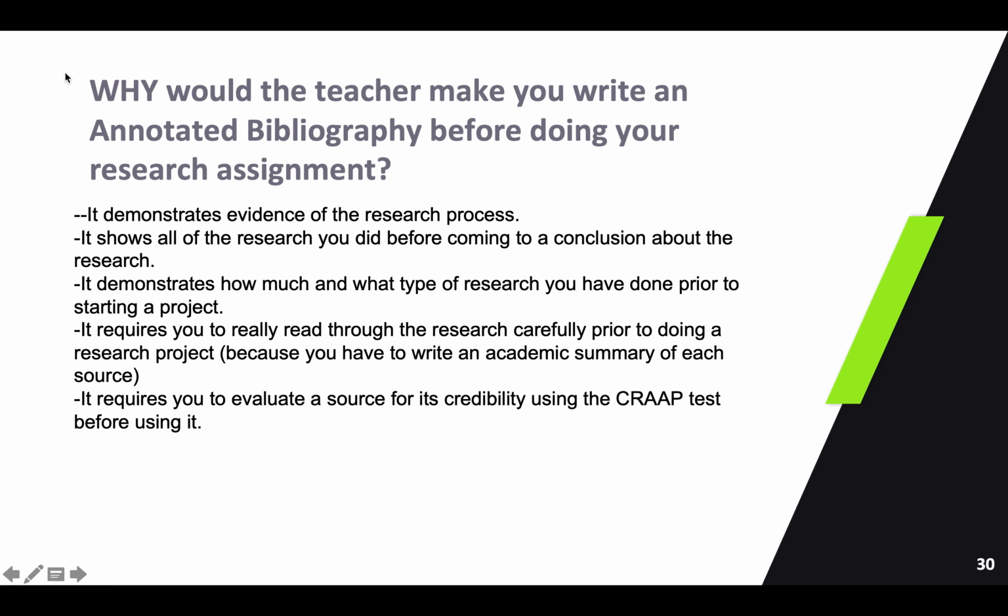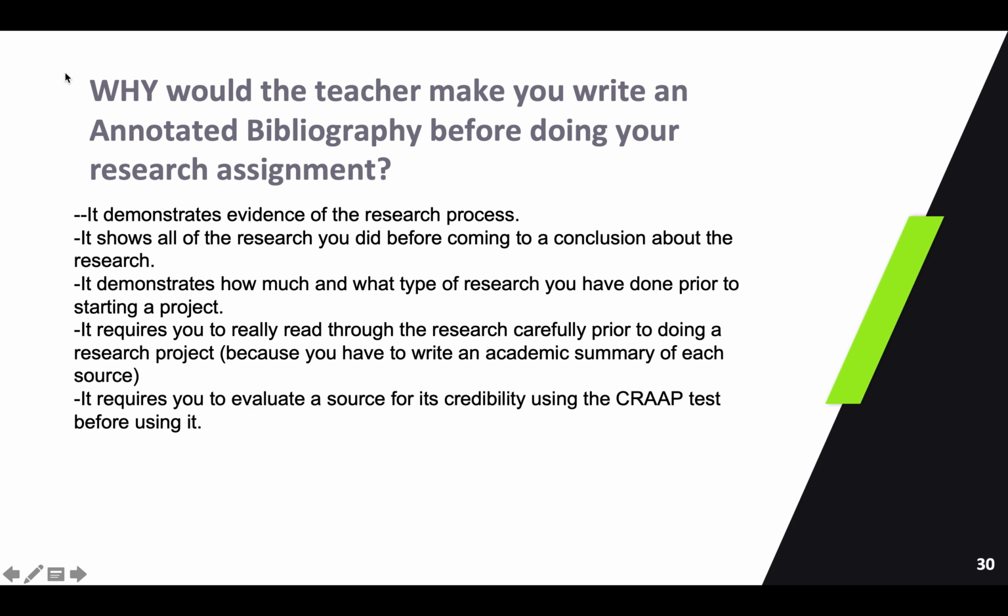It also requires you to really read through your research carefully prior to doing your research project, and that is because you have to write an academic summary of each source for each entry. So if you have 6 sources, you'll have 6 citations, 6 academic summaries, and 6 evaluation paragraphs in your final annotated bibliography. It's proof that you read through and understood each source that you might use in your research paper. That's absolutely vital for doing a good job on a research assignment.